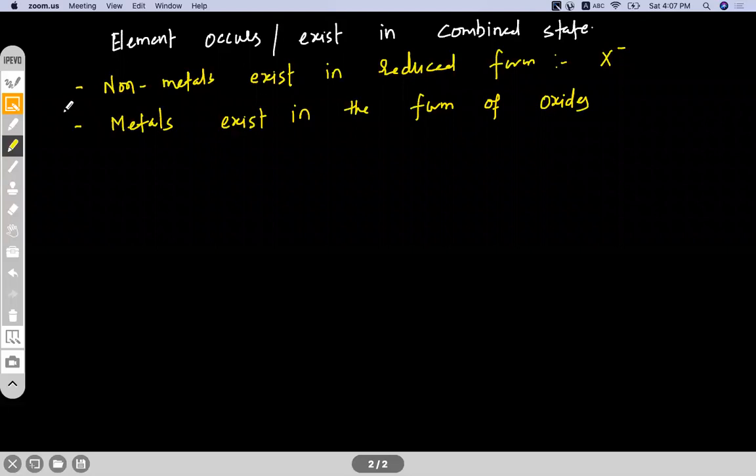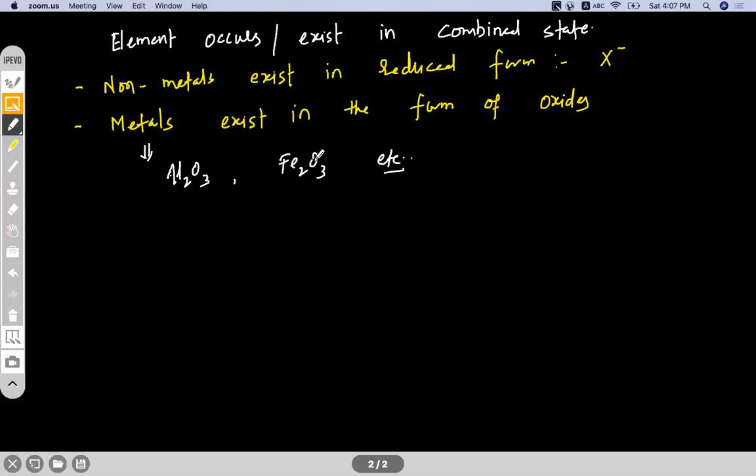For example, we have Al2O3, aluminium oxide, which we call alumina. Iron oxide is Fe2O3, etc. So our job is to extract these metals, like aluminium from its oxide and iron from its oxide. It's not necessary that we'll always extract metals from their oxides only.